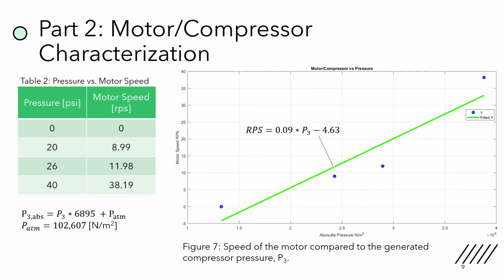After that, we can look into the graph and we can see that with the motor speed increasing, we also see the pressure increasing. So they have a positive correlation with each other. So as the speed increases for the compressor, the pressure will also seem to increase, which is what we expect to see.